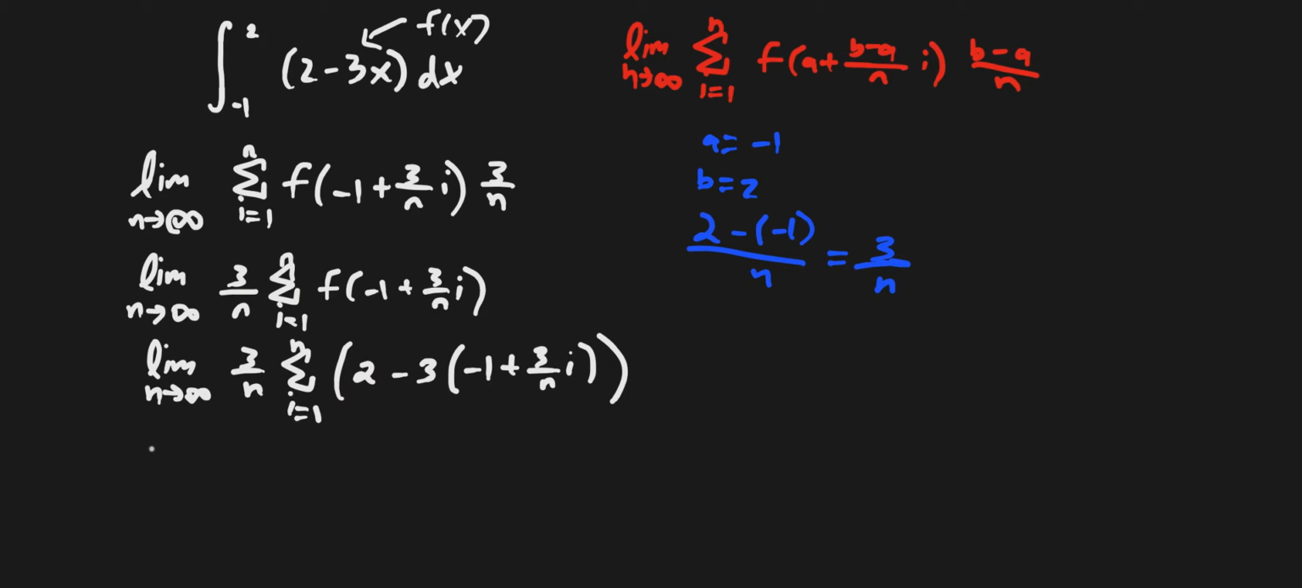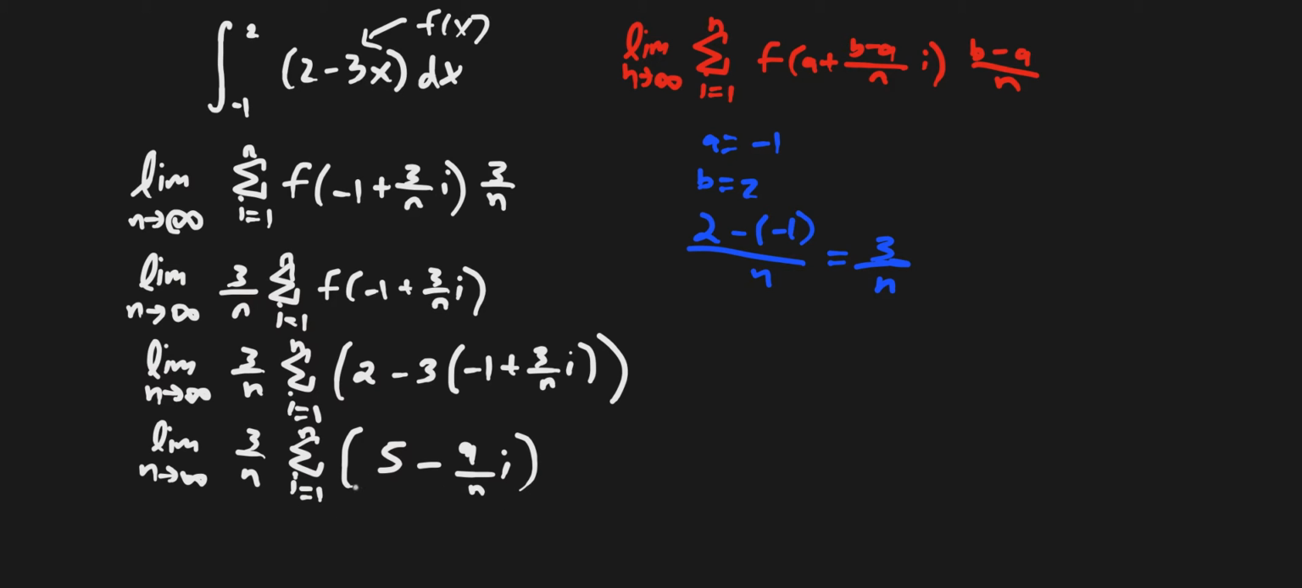So this is going to be the limit as n approaches infinity of 3 over n, the summation i equals 1 to n, and then this is going to be 5, because it's -3 times -1, which is +3, so 2 plus 3 is 5. And then we have minus 9 over n times i.